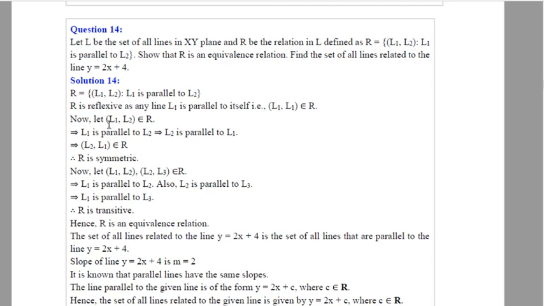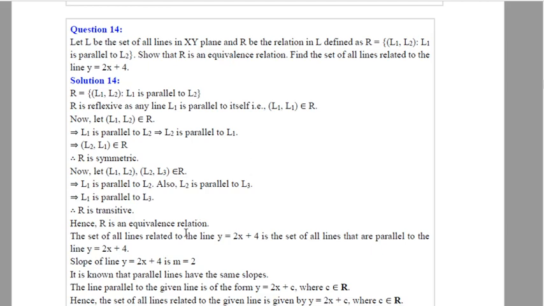Okay. Now suppose we have chosen L1. L1 is always parallel to itself, so this is reflexive. Now if L1 is parallel to L2, then L2 and L1 are also parallel, so R is symmetric. Now L1 is parallel to L2, and L2 is parallel to L3. It means L1 and L3 are also parallel, so you see it is transitive. So this is an equivalence relation.